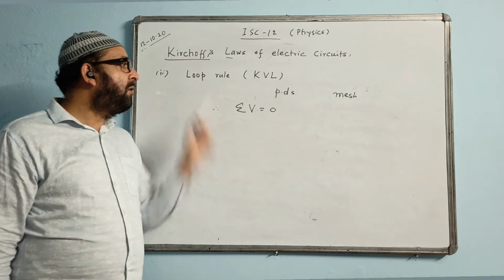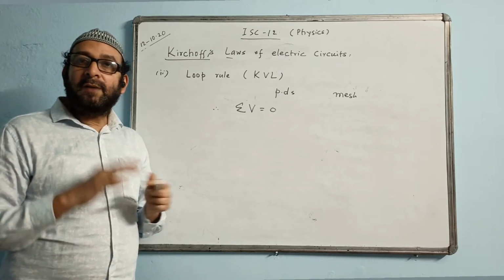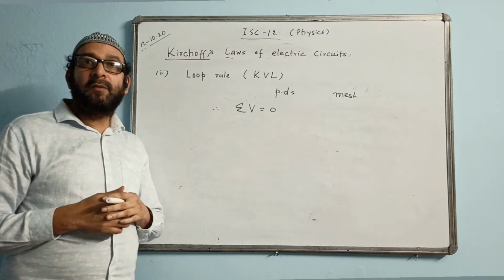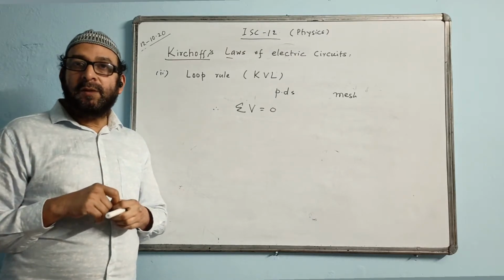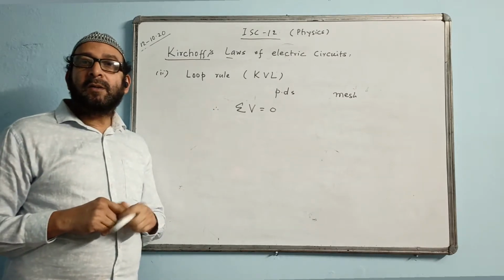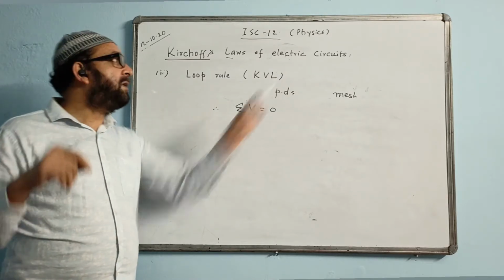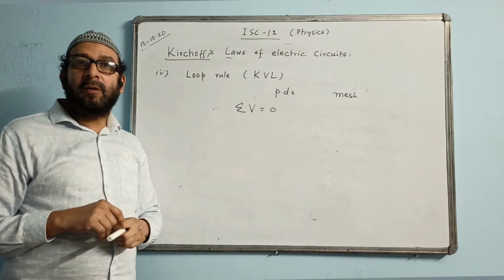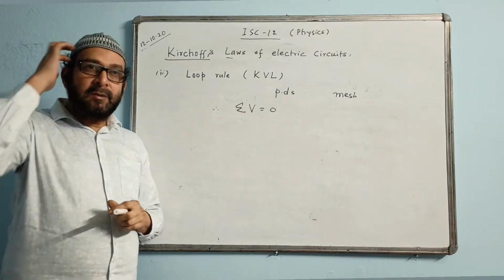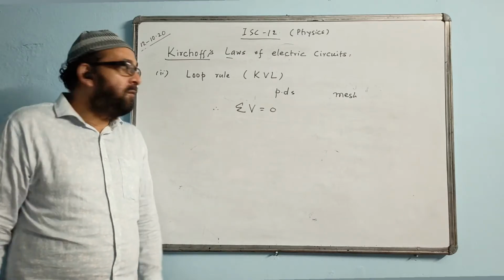So the second law satisfies the law of conservation of energy, whereas the first law satisfies the law of conservation of charges. If a question comes, you have to read it very carefully. State the Kirchhoff's law which is based on the law of conservation of energy, you have to write the second law. Or which is the consequence of the law of conservation of energy, you write this law. Name the law of electric circuits which is based on the law of conservation of charges, you have to write Kirchhoff's first law, that is the junction law.